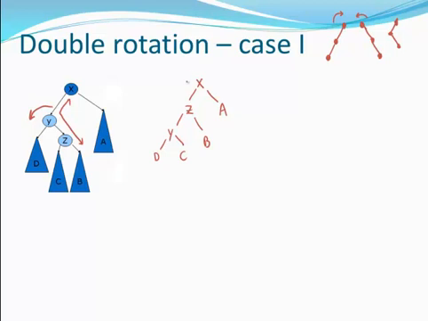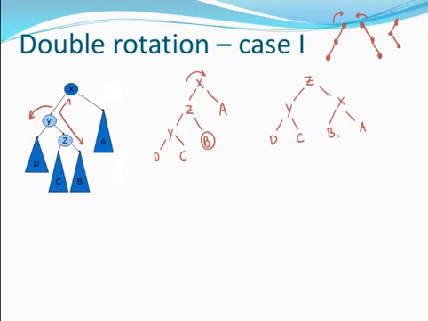Okay, then we're going to do a right rotation around x to get the following tree. Z, x, a, and then we will have y, d, and c. And the only thing we have to worry about is this right child of z, which becomes the left child of x now.